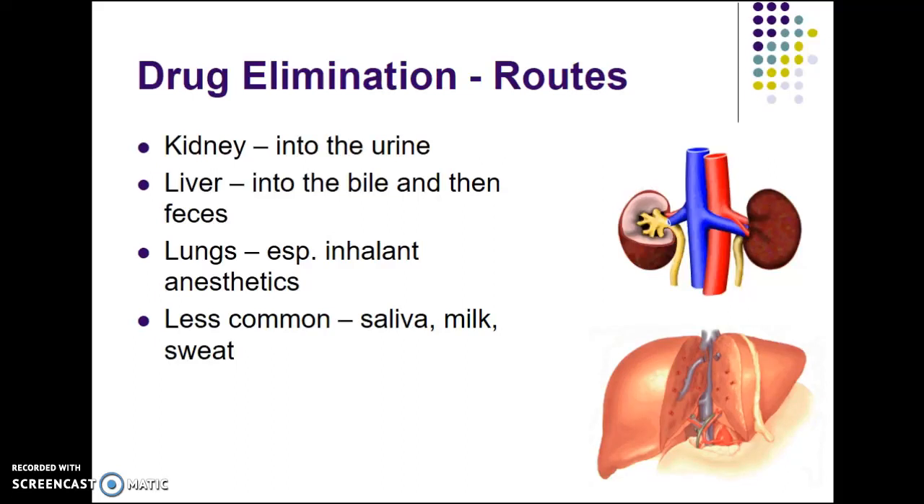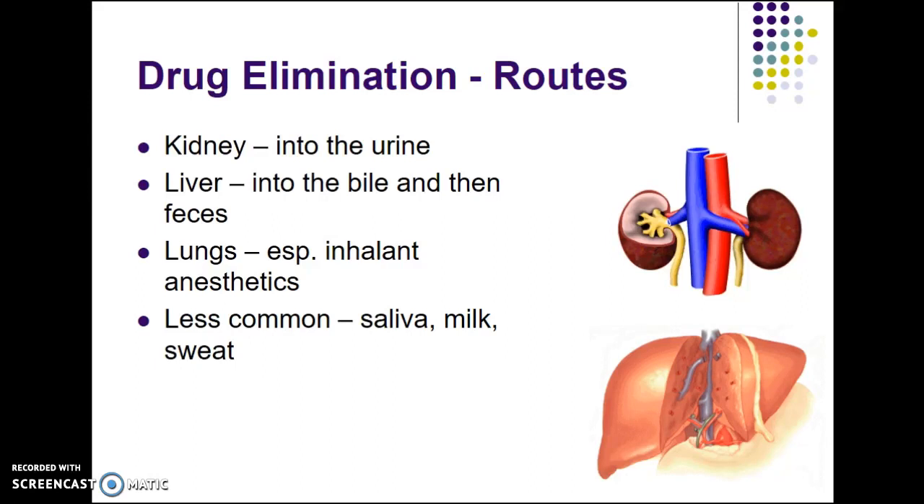So now we're at the drug elimination part of the ADME, of the absorption, distribution, metabolism, and now the elimination of the drug. And so the way that drugs get eliminated is primarily through the kidneys, into the urine, the liver into the gallbladder, into the bile duct, and that moves it back into the intestinal tract and into the feces where it's eliminated that way.